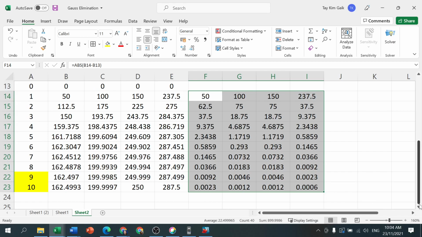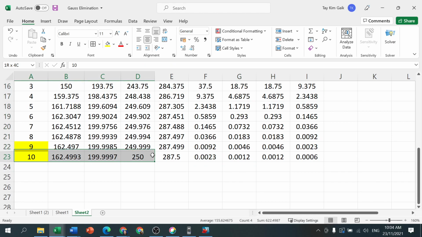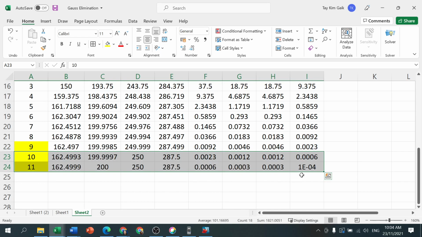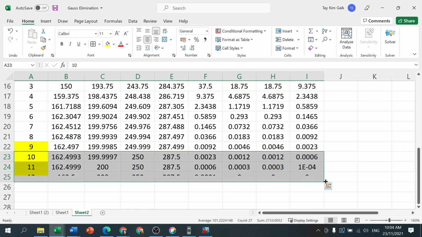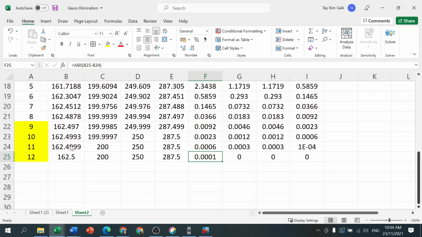See, big, see, greater than epsilon. Then this value is still greater than epsilon. Then you proceed. So step 12. At step 12, you see the error, the maximum is 0.0001. Hence, you can stop and the solution is at step 12.